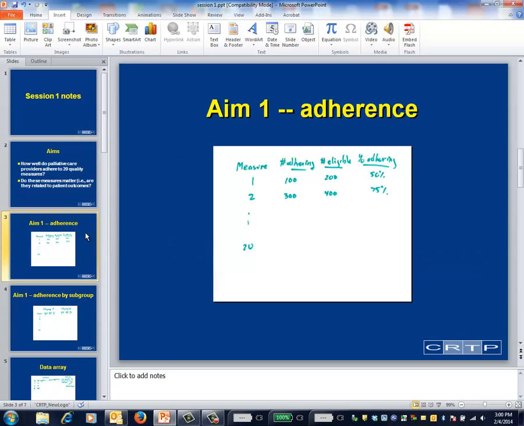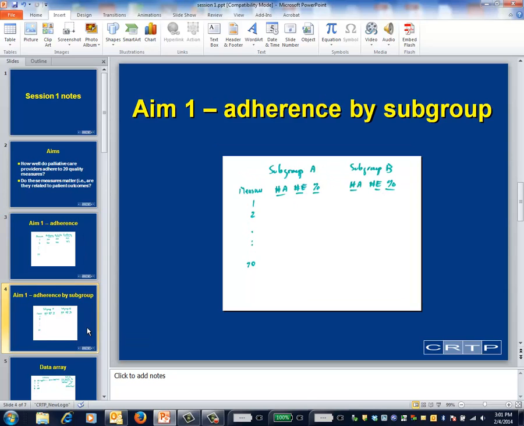For aim 1, one important decision is whether to look at one measure at a time or instead to try to group them. This is a depiction of how the analyst's story would look if we looked at one measure at a time. The denominators differ from measure to measure because not every patient will be eligible for every measure. This presentation answers the question, overall, how adherent are palliative care providers to the various measures?